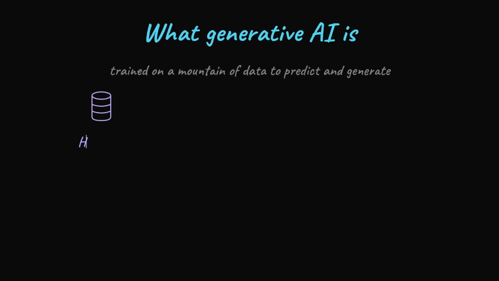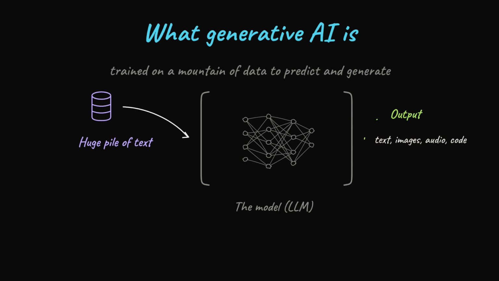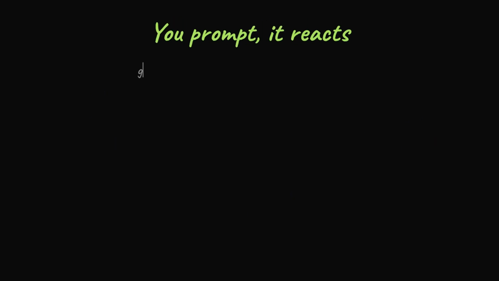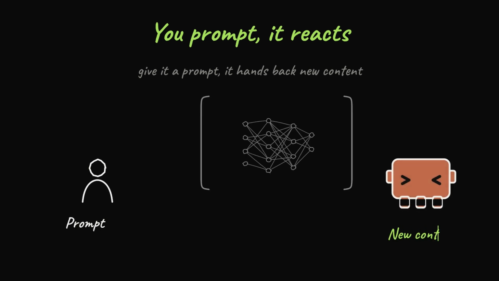A large language model, or LLM, is basically a huge system trained on a massive pile of text. Same idea with a large image model, just swap text for images. These things are trained to predict and generate. Give it a prompt, it gives you an output. Text, images, audio, video frames, code, whatever the model was built for. That's it. That's generative AI in a nutshell.